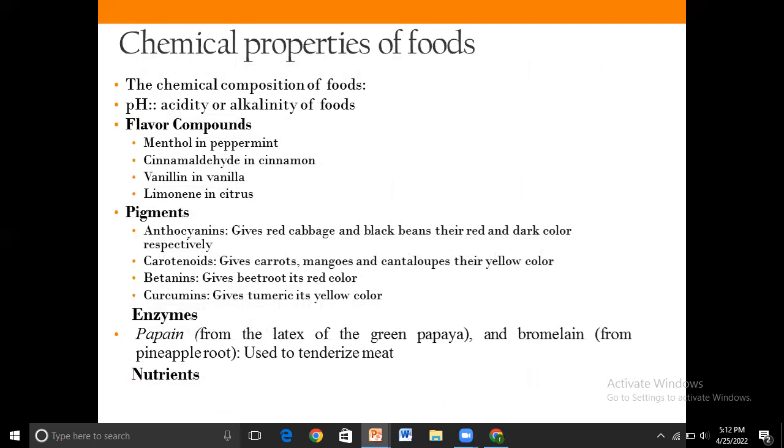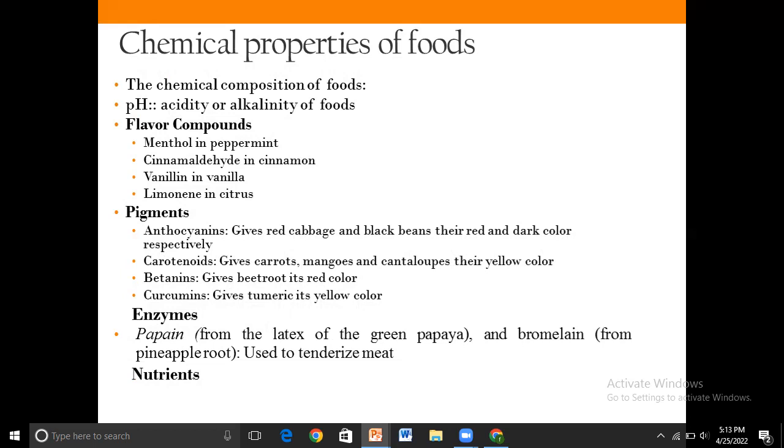Now let's come to the chemical properties of foods. Chemical composition of foods means the chemical makeup of food. A food is made up of many different chemicals, right? A lot of things affect foods, like the pH value, whether the food is acidic or alkaline. Then there are a lot of flavor compounds in foods. For example, when you are eating peppermint, it has a particular taste. Menthol is the chemical which gives peppermint that flavor.